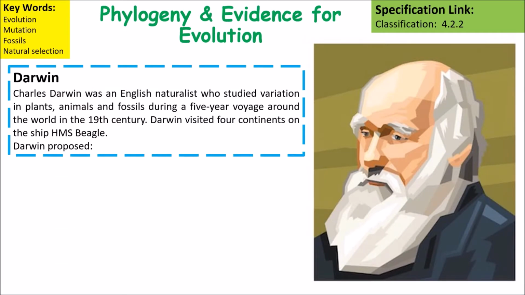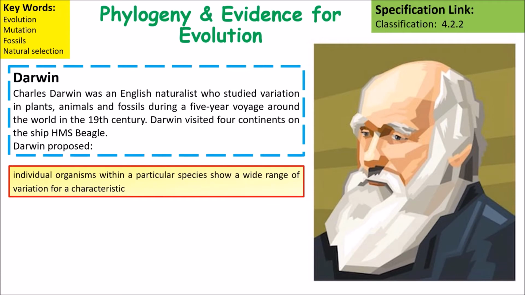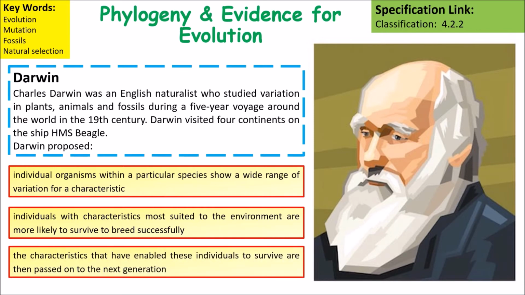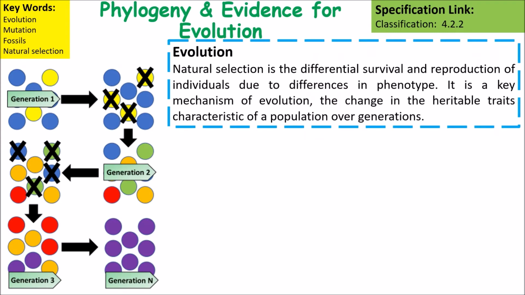So, if you remember, Charles Darwin was the English naturalist who first came up with the theory of evolution. So, he proposed that individual organisms within a particular species show a wide range of variation for a characteristic. So individuals with characteristics most suited to the environment are more likely to survive or be successful. So the characteristics that have enabled these individuals to survive are then passed on to the next generation. Natural selection is the process by which evolution takes place.